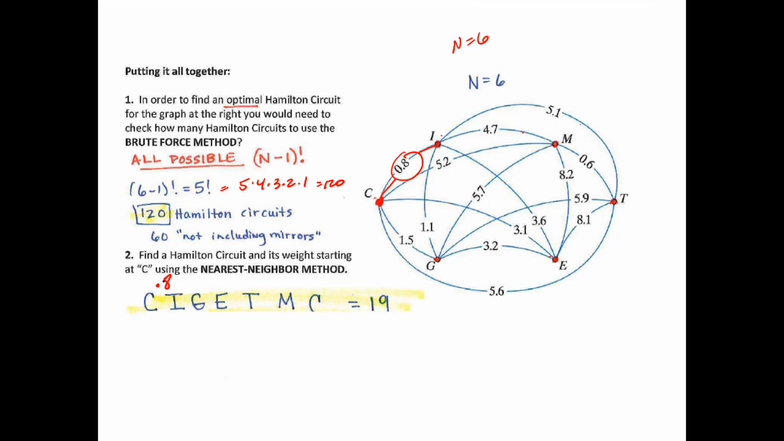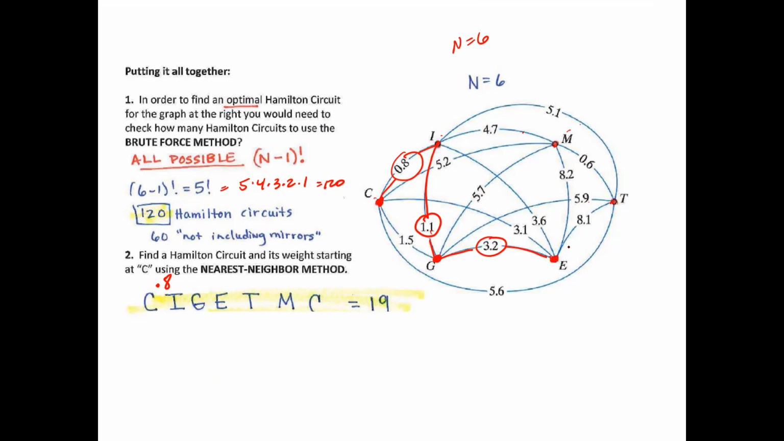Then from I, you can go to T at 5.1, to M at 4.7, to E at 3.6, or to G at 1.1. I think G is going to be the least expensive. Then from G, you can go to M at 5.7, T at 5.9, or E at 3.2, and this is the least expensive route.